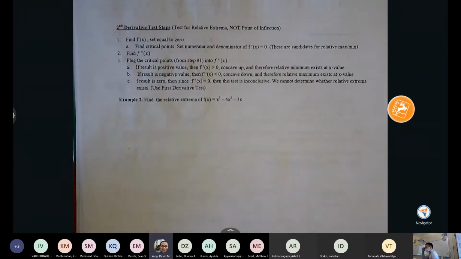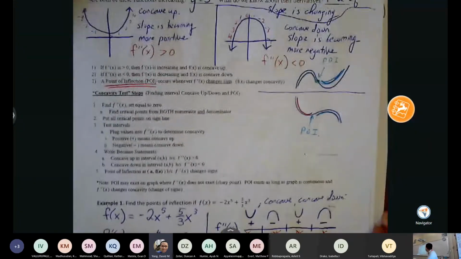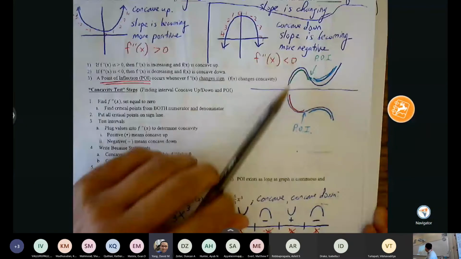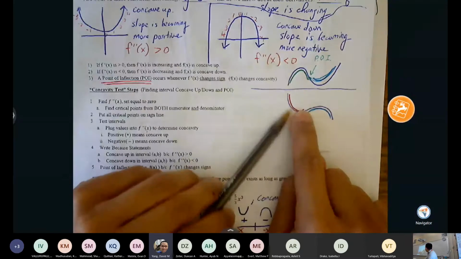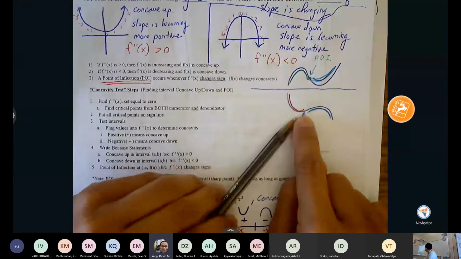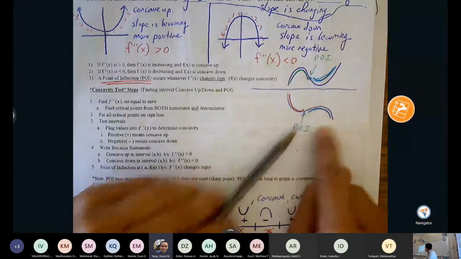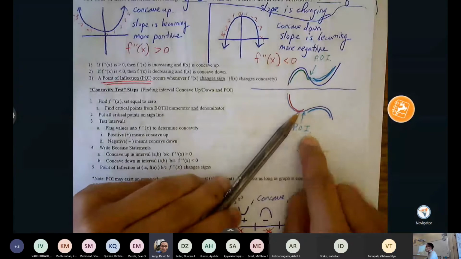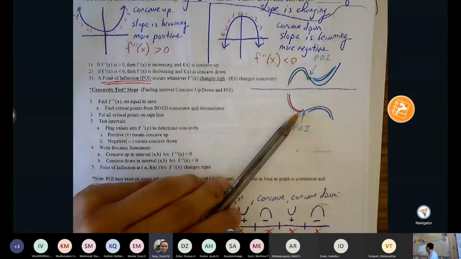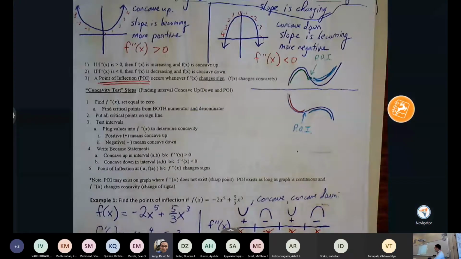Okay, I want us to finish up notes from Friday. So Friday we talked about second derivative and curvature, right? So concave up looks like a parabola opening up, concave down, parabola opening down. Point of inflection is that transition point from one concavity to the next.